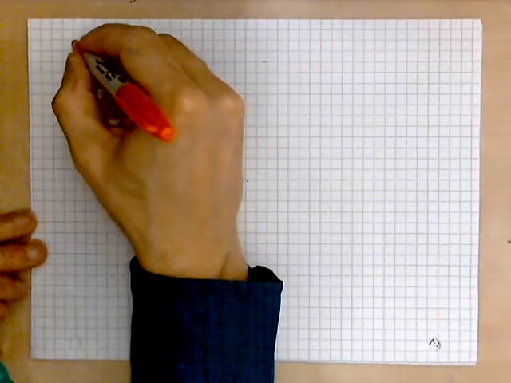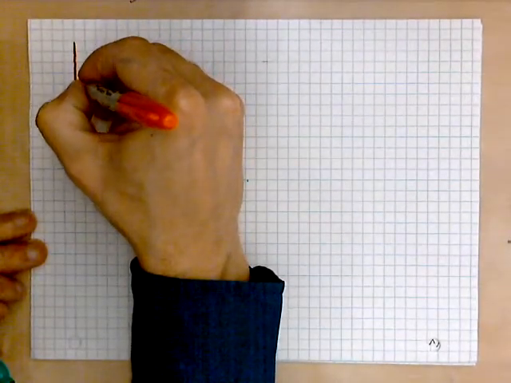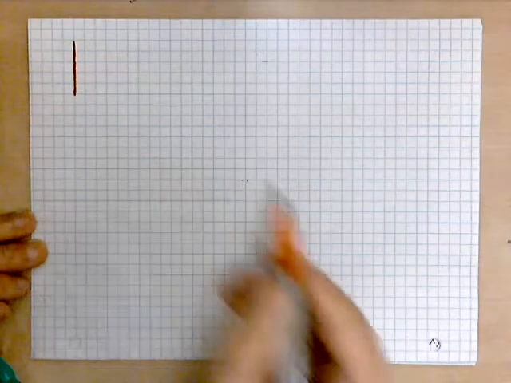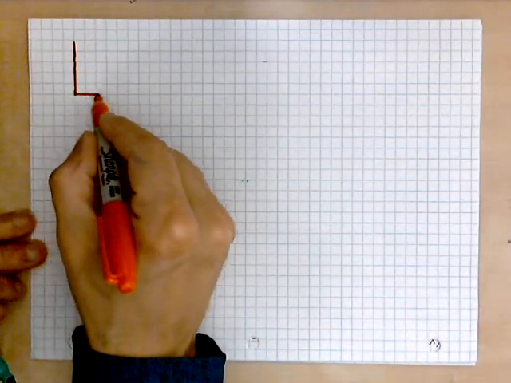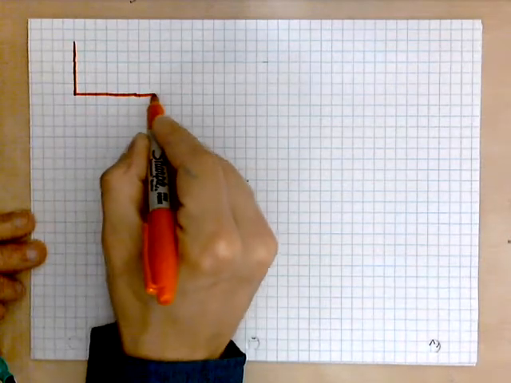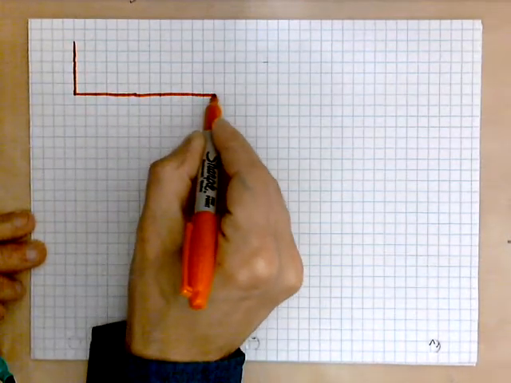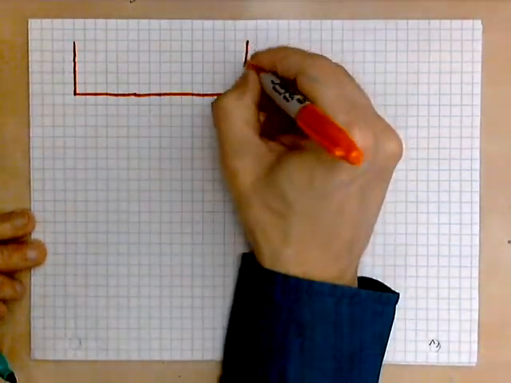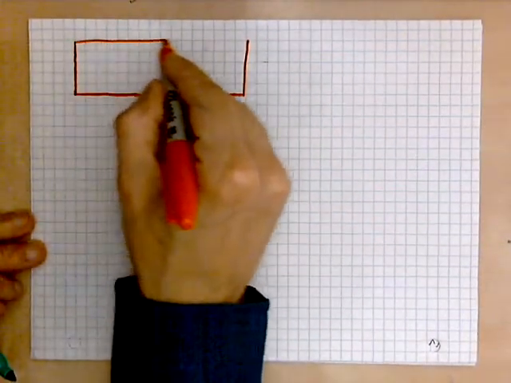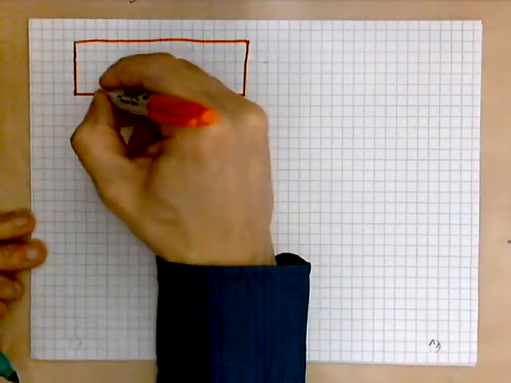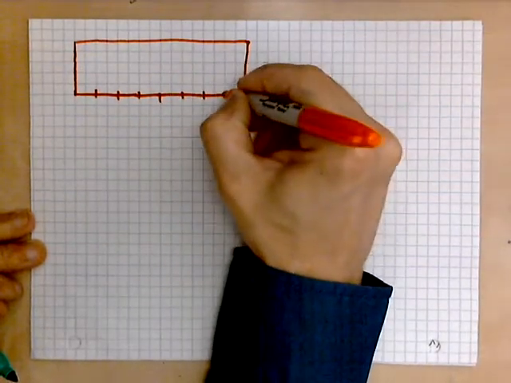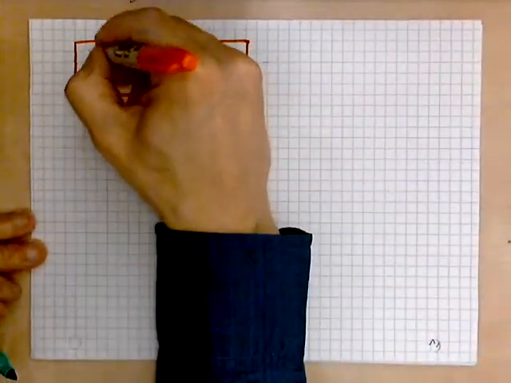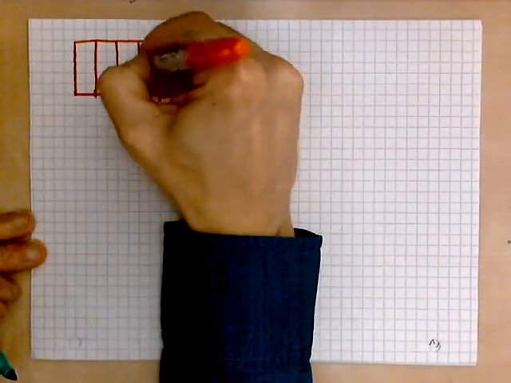So imagine we have the following: 1, 2, 3, 4, 5. We will work with a rectangle, which first will be divided into 8 equal pieces. 1, 2, 3, 4, 5, 6, 7, 8. There we are. So this is our rectangle. It's been divided into 8 equal pieces. There we are.